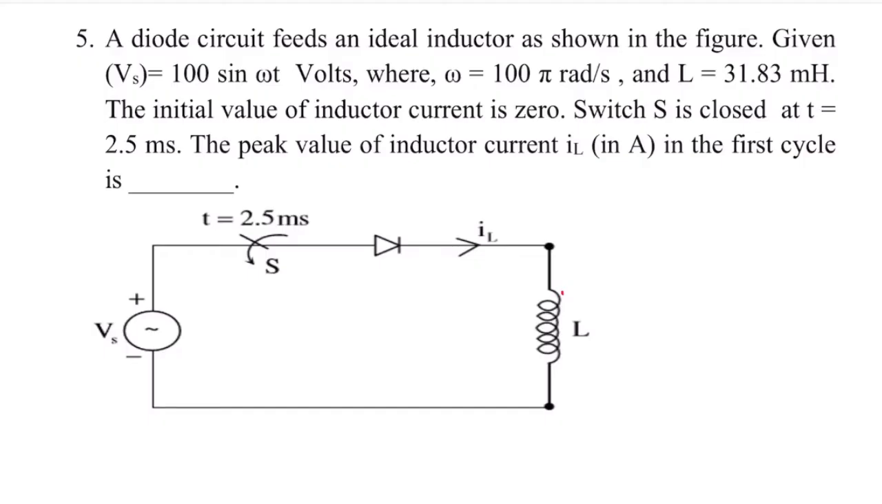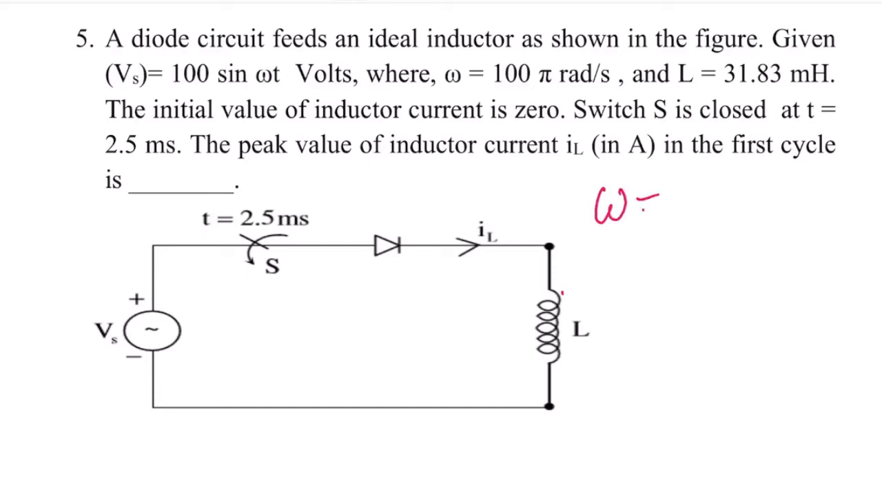A diode circuit feeds an ideal inductor as shown in the figure. Given Vs is equal to 100 sin omega t volts, where omega is equal to 100 pi radians per second, L is equal to 31.83 millihenries, the initial value of the inductor current is 0. The switch S is closed at t is equal to 2.5 milliseconds. The peak value of the inductor current IL in the first cycle is.